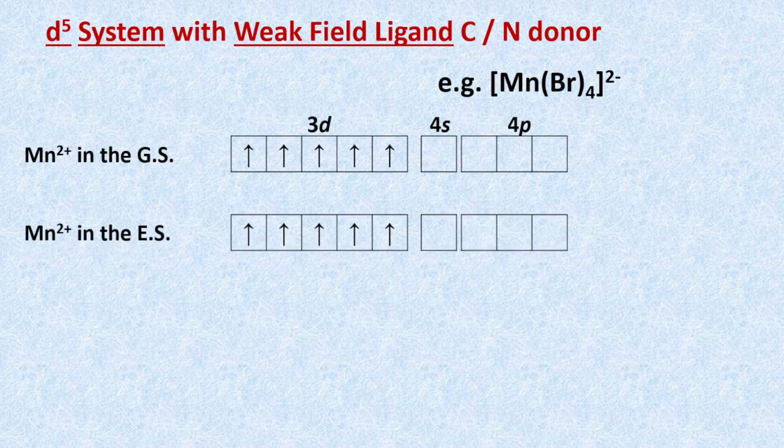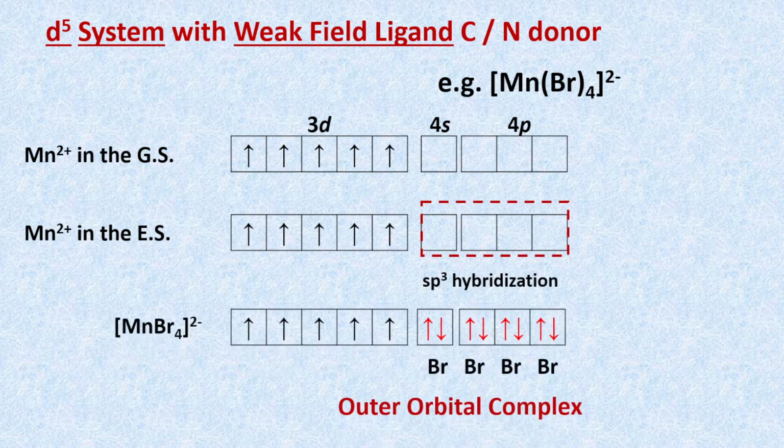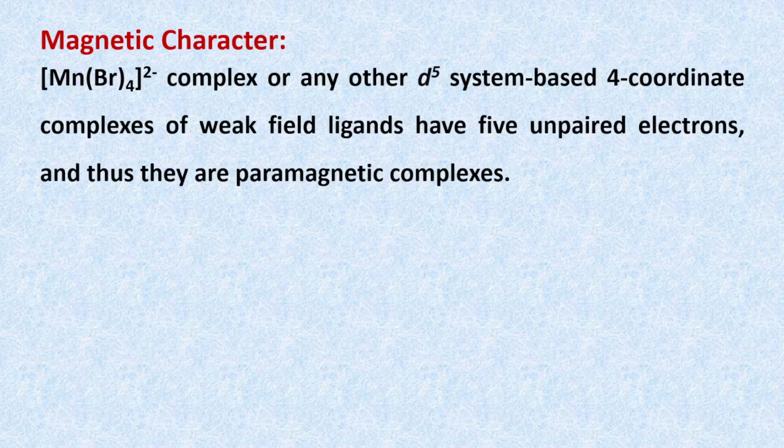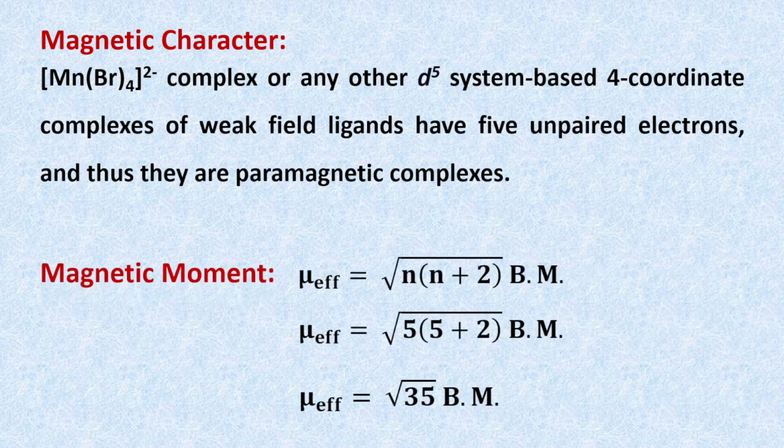state. Now the one vacant 4s and 3 4p orbitals hybridize to give sp3 hybrid orbitals. Then the 4 ligands donate their sigma electrons to empty sp3 hybrid orbitals to form an outer orbital complex. This complex or any other complex of d5 system based tetrahedral complex having weak field ligand has 5 unpaired electrons, so they are paramagnetic and the magnetic moment is √35.